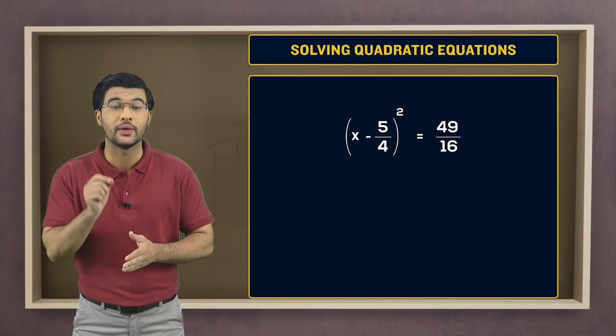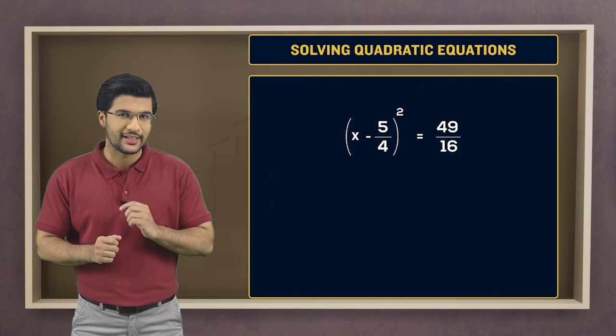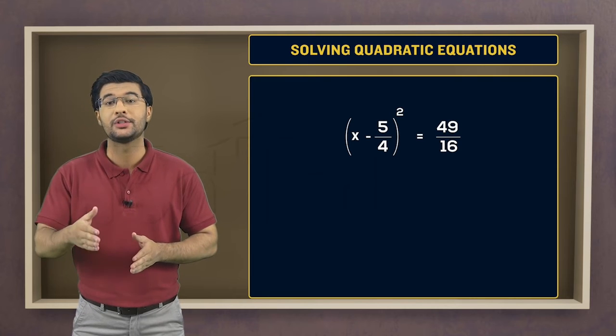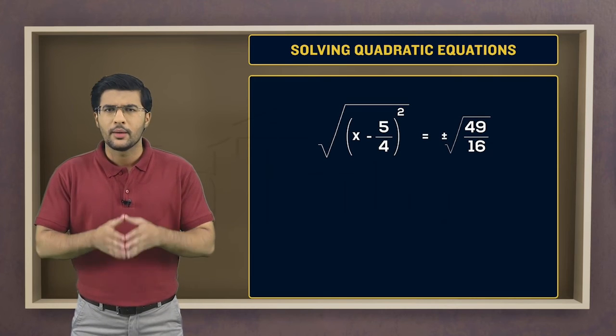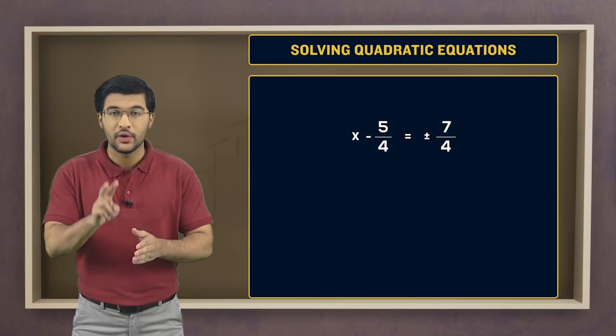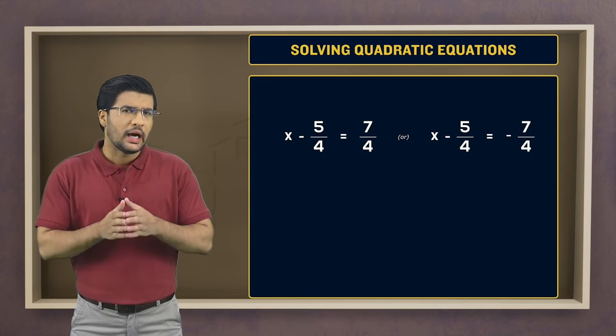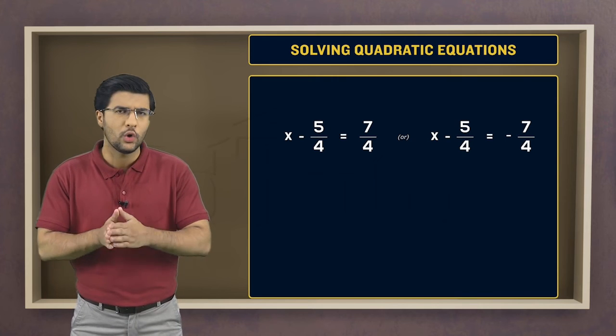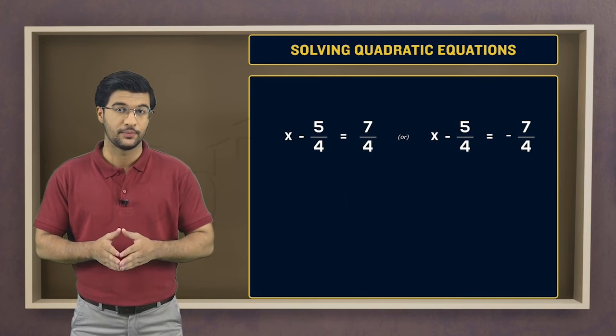Then it's time to get rid of the square. Yes, the fifth step. It's taking the square root on both sides of the equation. By cancelling the square with the square root, we have two values. Either x minus 5 upon 4 is equal to 7 upon 4 or negative 7 upon 4.